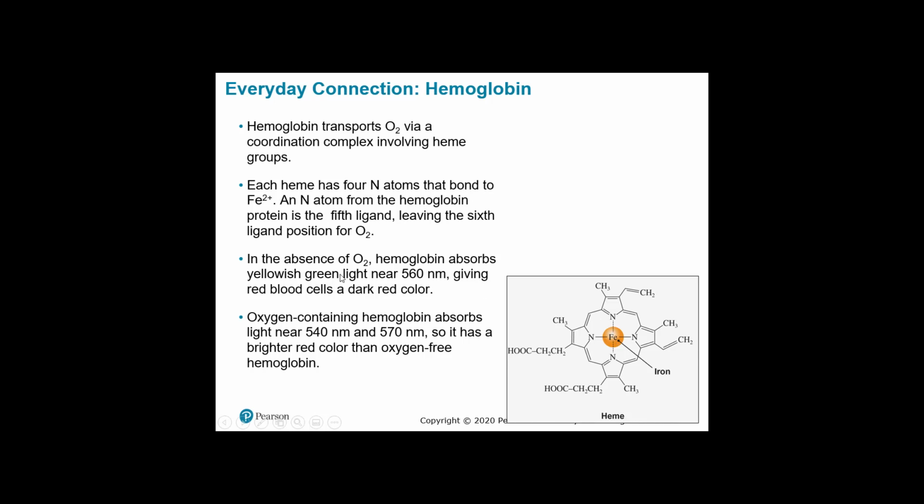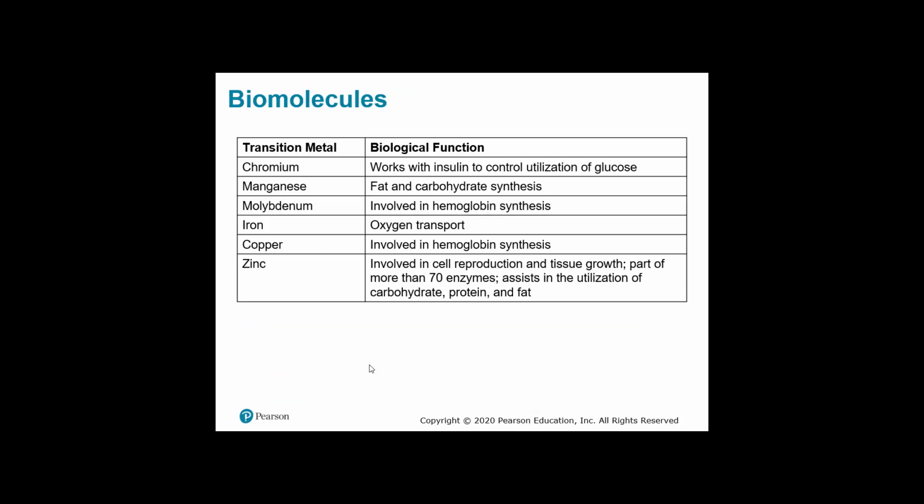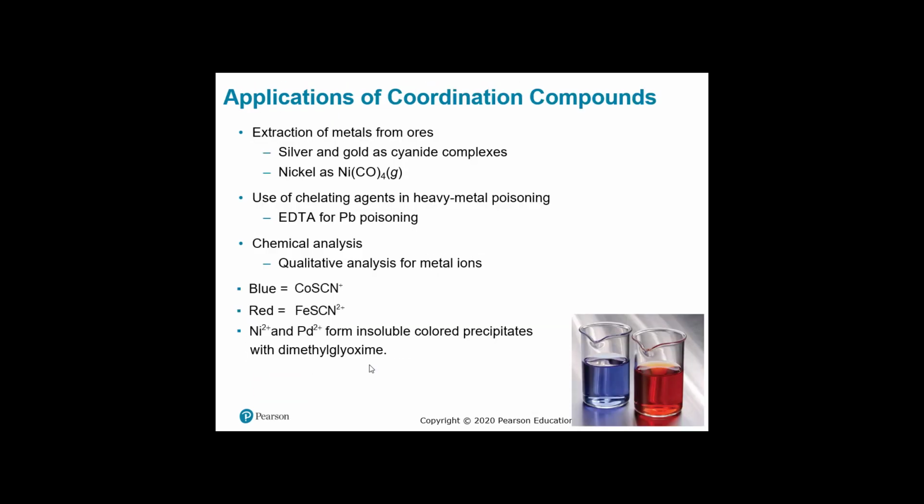In the absence of oxygen, hemoglobin absorbs a yellowish green light near 560 nanometers, giving red blood cells a dark red color. And oxygen-containing hemoglobin absorbs light near 540 nanometers and 570 nanometers, so it has a brighter red color than oxygen-free hemoglobin. And I really didn't focus on the colors in this section too much, more about what actually was going on with these compounds.